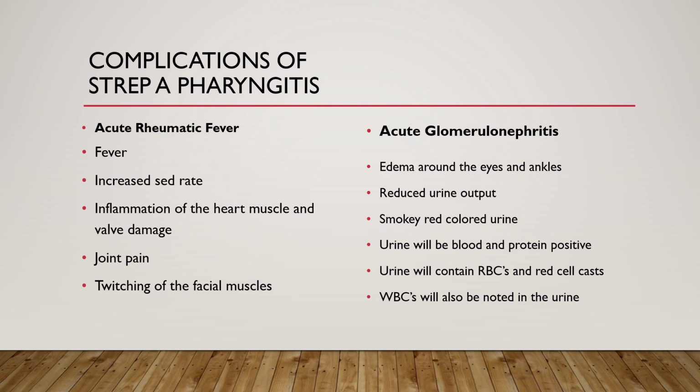Symptoms of that would be edema around the eyes and ankles, reduced urine output, and smoky red colored urine. Urine samples are going to be positive for blood and protein, and you're also going to see red cells and red cell casts microscopically, and the white cells are also going to be noted in the urine.